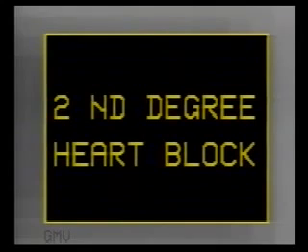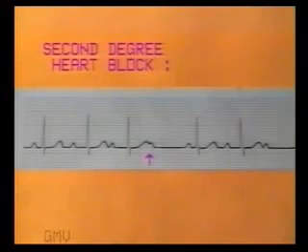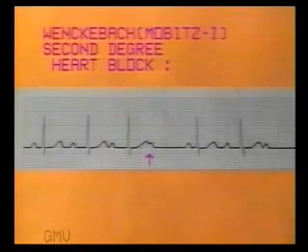Second degree heart block. Between first degree heart block, where the AV conduction is merely delayed, to third degree heart block, where there is no conduction at all through the AV node, we have second degree heart block or second degree AV block, where only intermittently a few beats are not conducted across the AV node. On ECG, as we will see in the next three examples, some of the P waves will not be followed by QRS complexes. Now let us see different types of second degree heart block.